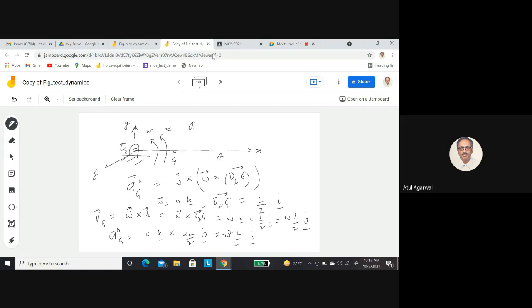What is your tangential acceleration? It is alpha cross the position vector, which is alpha k cross L by 2 i. So you get alpha L by 2, k cross i is j. Now you know the acceleration of point G, normal as well as tangential. Both terms are known to you. Similarly, you can find the acceleration of point A. Instead of L by 2, you have to use the distance L.